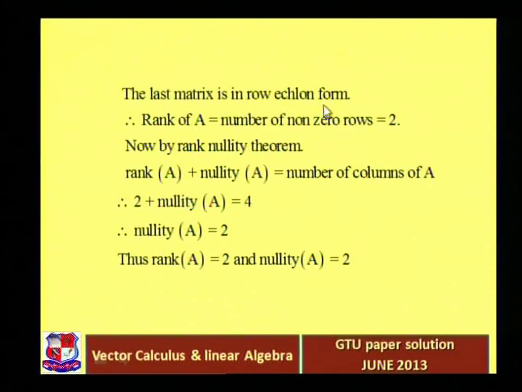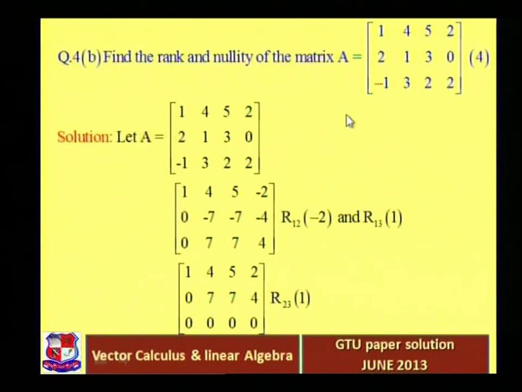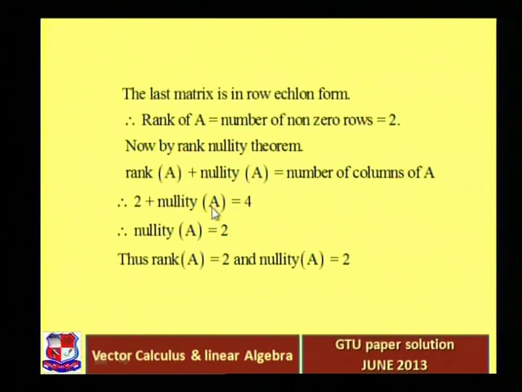The last matrix is in row echelon form, and the rank of A is equal to the number of non-zero rows, that is 2. Now by the rank nullity theorem, rank of A plus nullity of A is equal to the number of columns of A. How many columns are in this matrix? 4 columns, correct? So 2 plus nullity of A is equal to 4, so nullity of A is equal to 4 minus 2, that is 2. So rank of A is 2 and nullity of A is also 2. Okay, so here is the complete solution of this question.